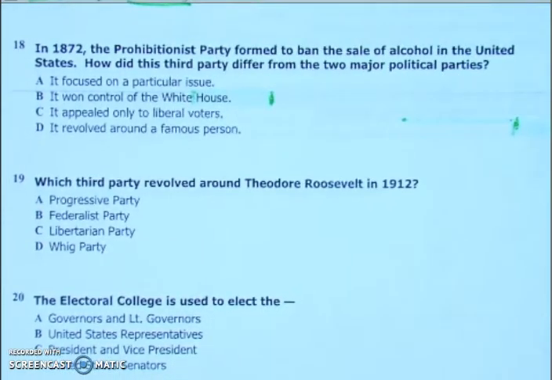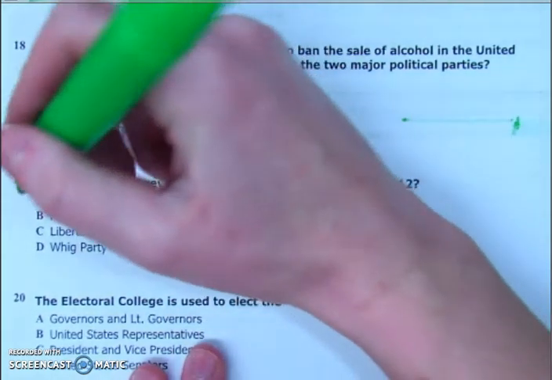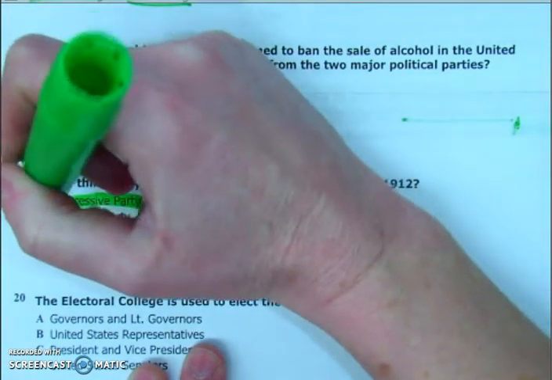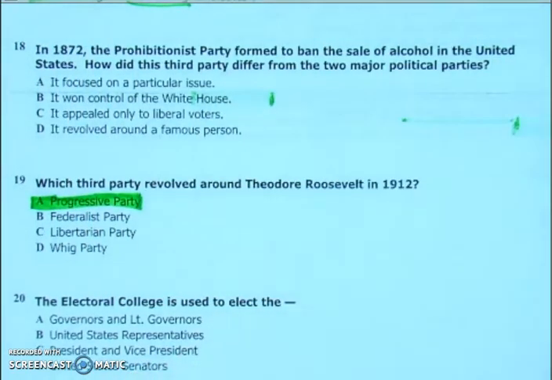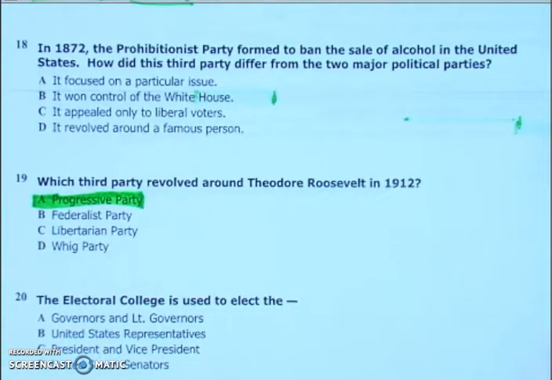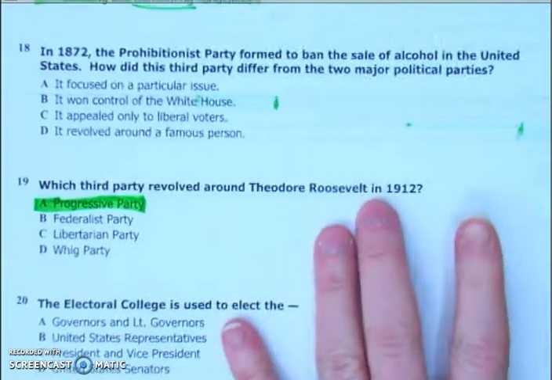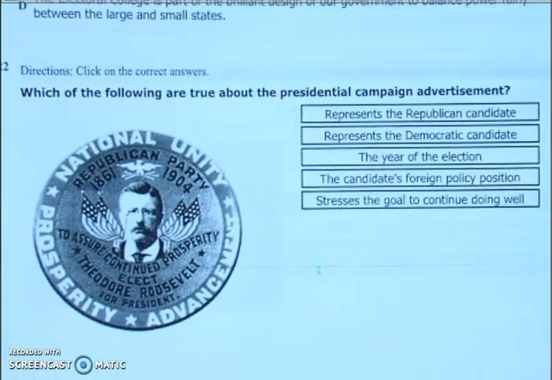Number 19 was another question a lot of people missed. Which third party revolved around Theodore Roosevelt in 1912? The correct answer here was the Progressive Party. You either knew it or you didn't know it. And then the last one that a lot of students missed was number 22. This was another TEI. Which of the following are true about the presidential campaign advertisement?